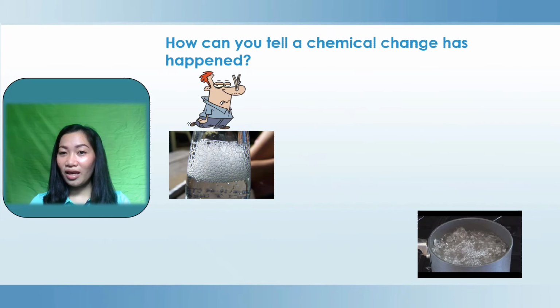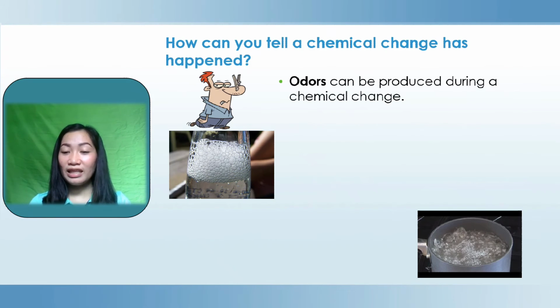How can you tell a chemical change has happened? Let's see. First, let's consider the odor. Odor, the smell. Odors can be produced during a chemical change. For example, when you're cooking and you slice the vegetables, what happens? It's a physical change. It's still vegetable. But if you cook them, it will produce an odor, so there is a chemical change.